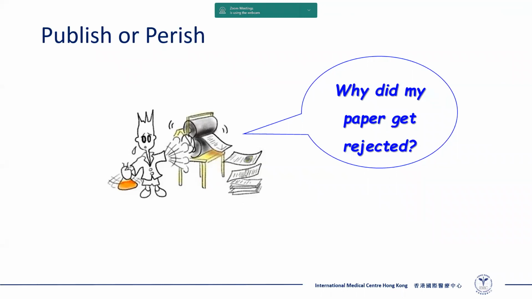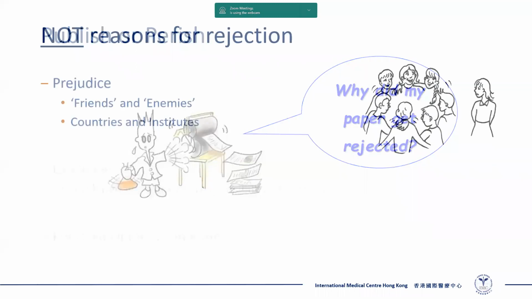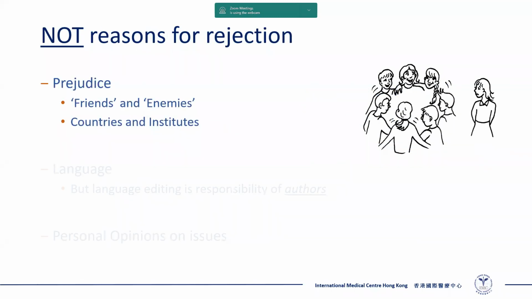And there are many excuses that authors give themselves as to why their own paper was rejected. They often say, oh, it must be prejudice. The reviewers, the journal, the editors, well, they don't like me. They don't like my country.